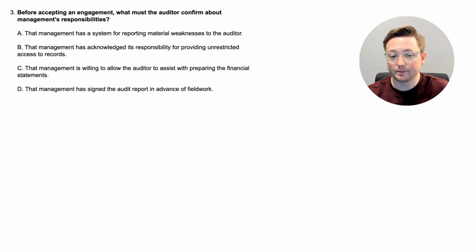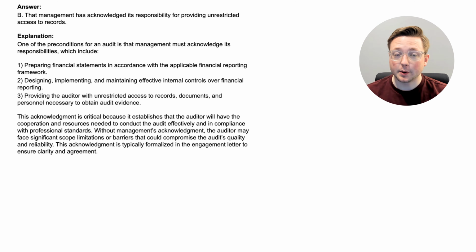Okay, so reading through those, you probably already have a general idea. One or two of them sound more likely than the other ones. If you need to, pause the video, think through this on your own, and when you're ready, come back. We'll look at the answer to learn about this precondition. All right, here we are. The answer is B, that management has acknowledged its responsibility for providing unrestricted access to records. Okay, so this is one part of the management responsibilities. Let's go ahead and talk about this precondition.